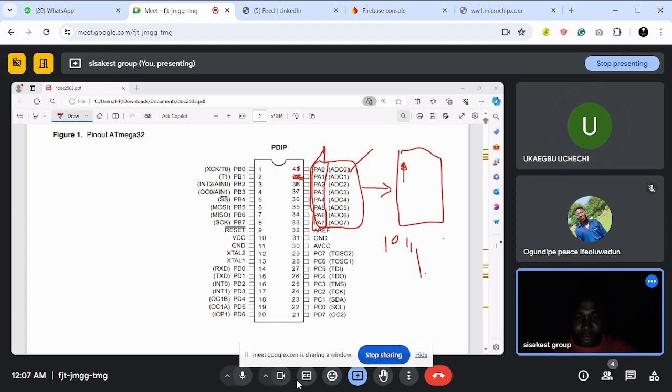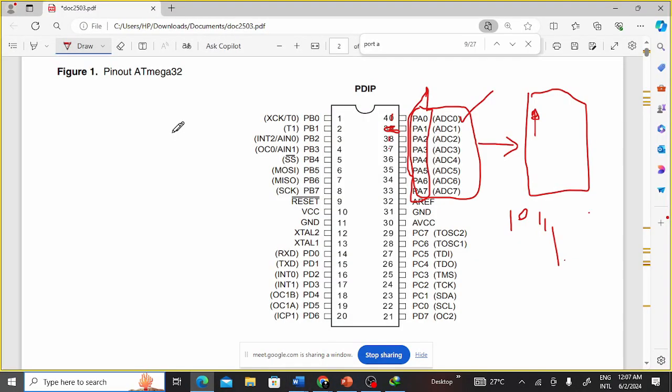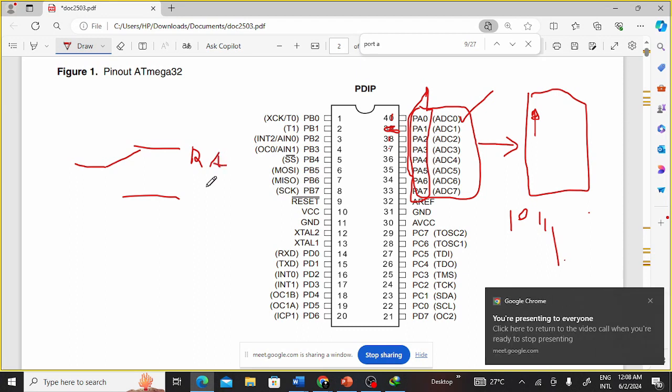So I can also still do it this way. Let me take my pen. So this is pin 40, for example. This pin 40 now has a switch. Can you see? You connect it to the port A register. Let's call this RA, the port A register. Or you connect it to ADC.